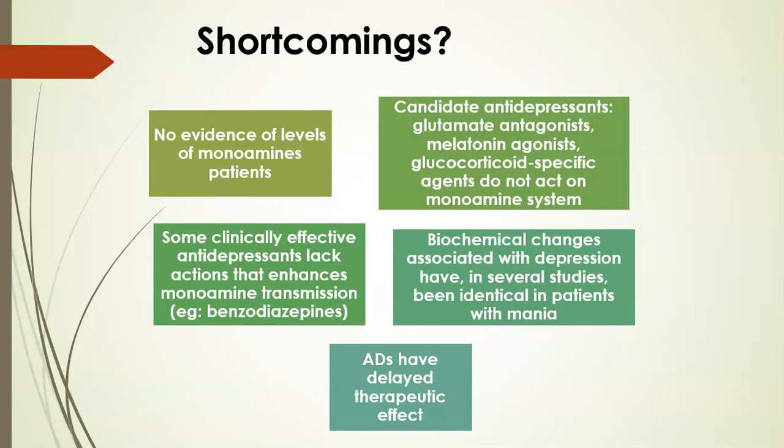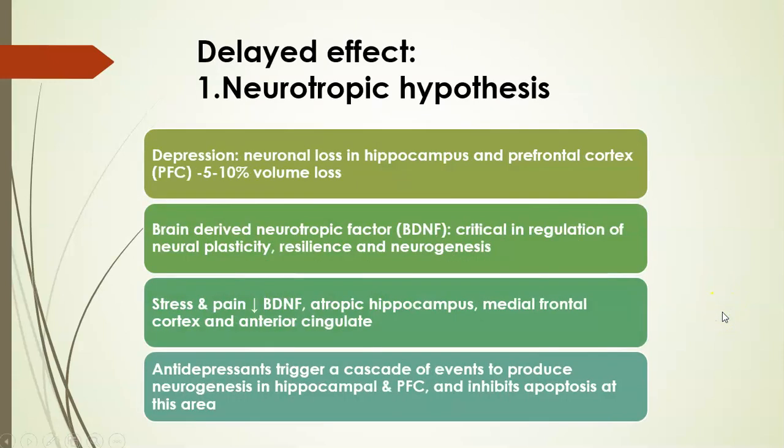And the other thing is that antidepressants have delayed therapeutic effect. So if we say that depression is a simple case of low levels of monoamines, when we give the drugs, the effect that you see to increase the neurotransmitter level actually happens almost immediately. However, the clinical effect of antidepressant is not seen until weeks later, right? So why does this happen? People have hypothesized certain things in relation to the delayed effect of antidepressant drugs.